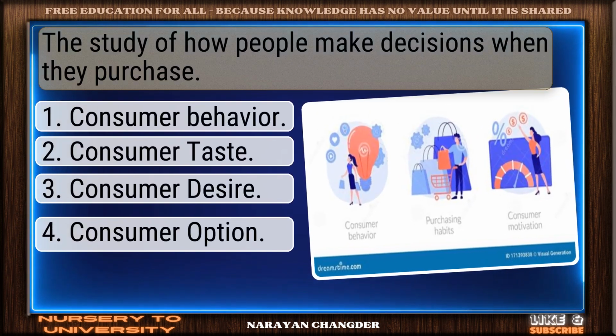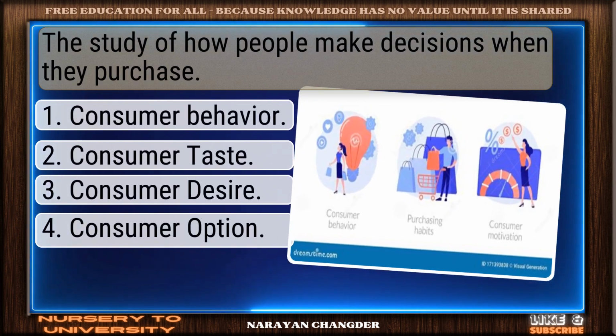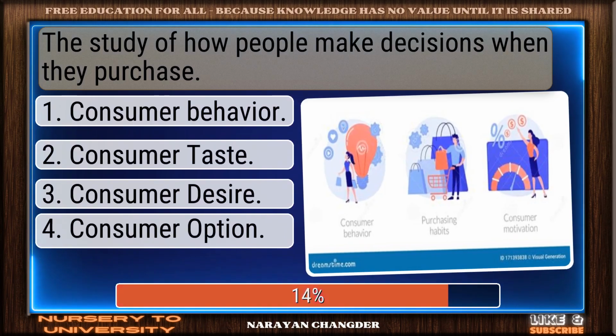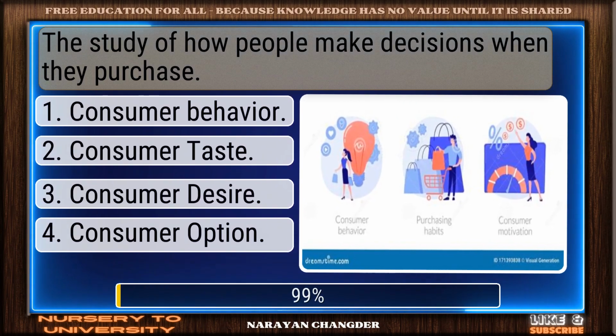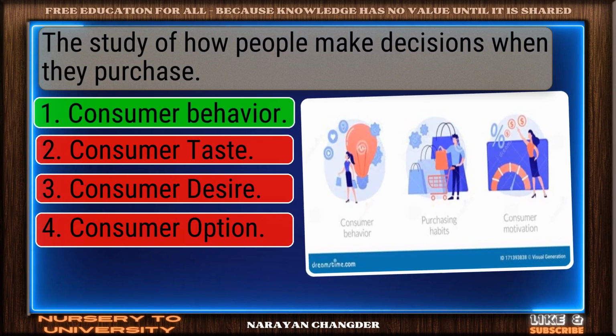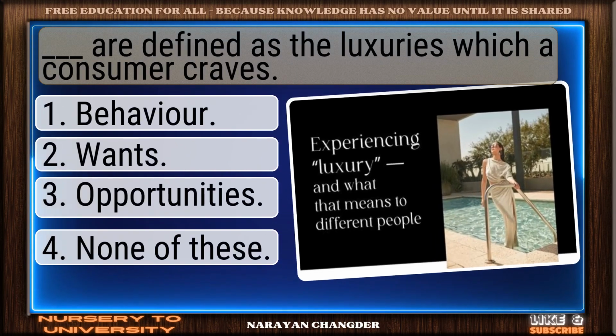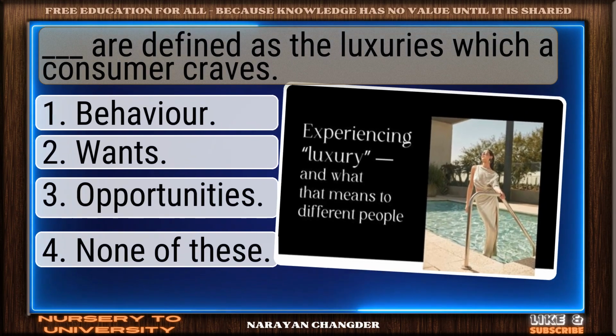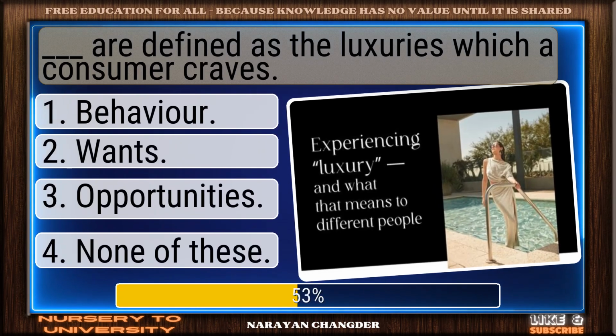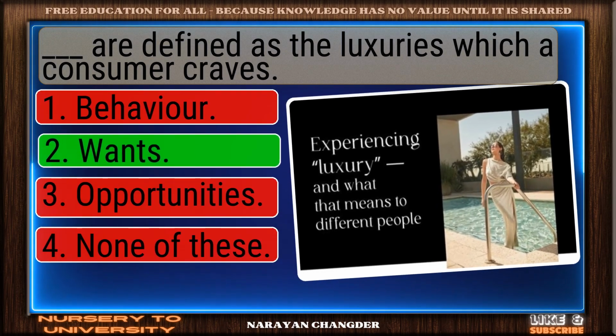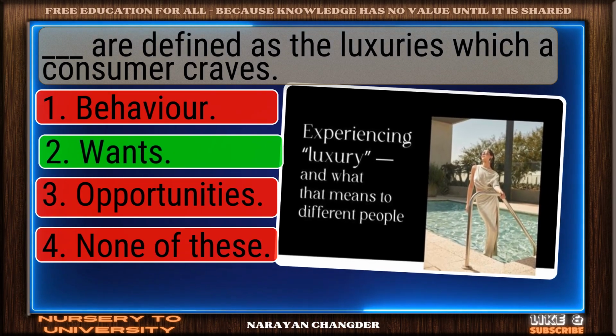The study of how people make decisions when they purchase is dash. You got it. Your choice consumer behavior is right. Dash are defined as the luxuries which a consumer craves. Nicely done. Once is a solid answer.